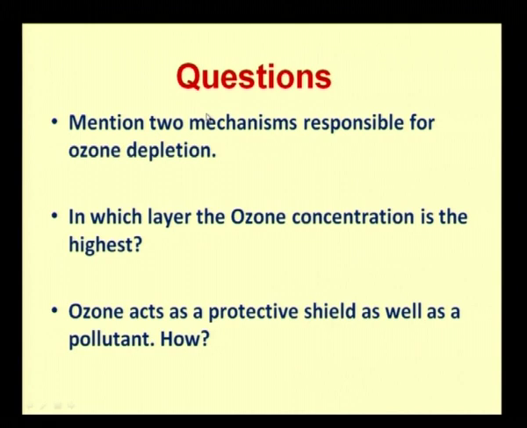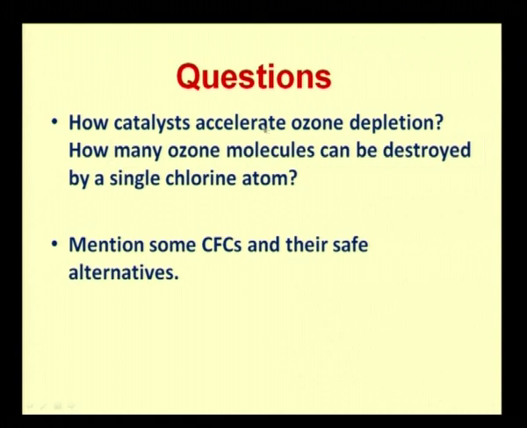Now, let us have some questions. Mention 2 mechanisms responsible for ozone depletion. In which layer is the ozone concentration the highest? Ozone acts as a protective shield as well as a pollutant. How? The next, how do catalysts accelerate ozone depletion? How many ozone molecules can be destroyed by a single chlorine atom? And the last question, mention some CFCs and their safe alternatives.